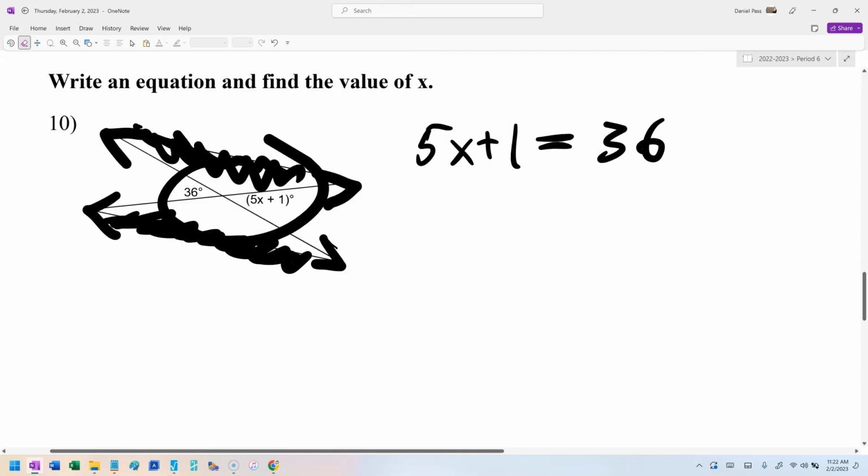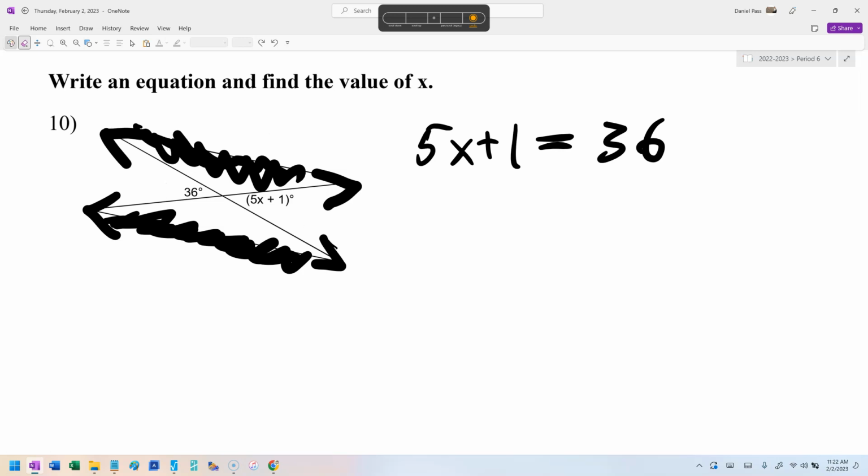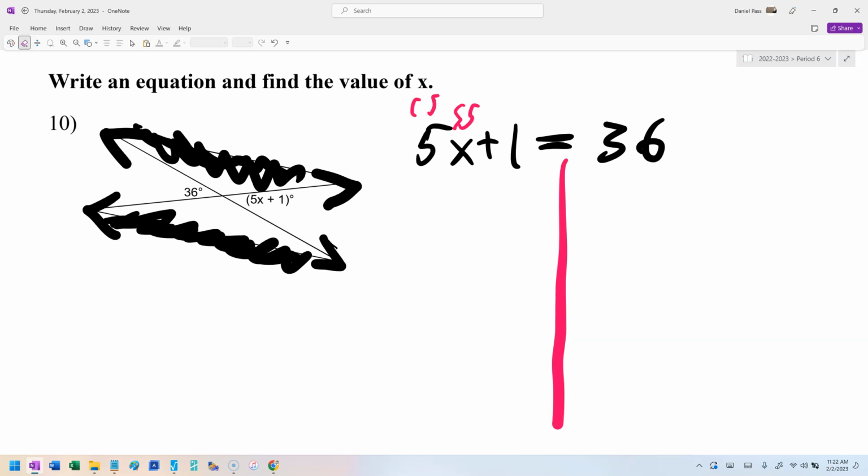So, do you see this, everybody? Anything that's vertical across from each other is equal, is equal, is equal, is equal. Vertical is what? Equal. So then we do this. Okay, what do we get rid of first? We have to subtract 1 from 1 and 36. Right, so we subtract 1 from both sides.